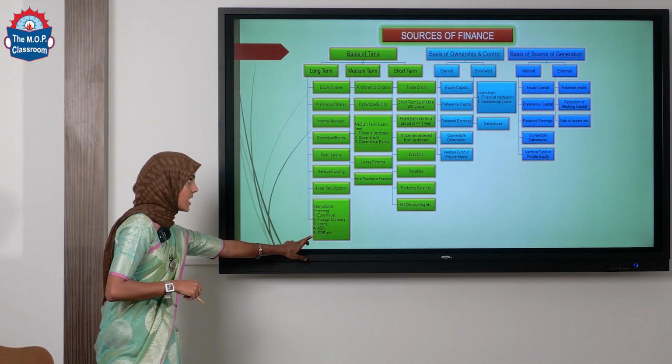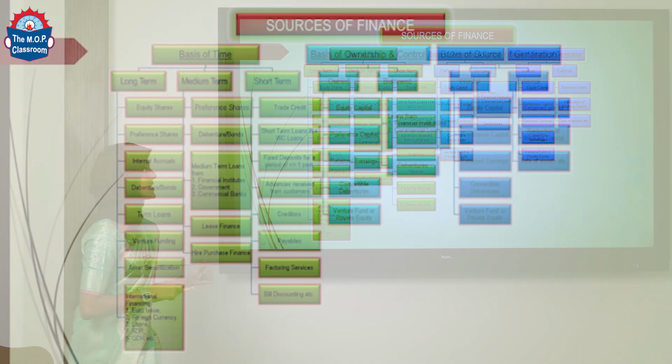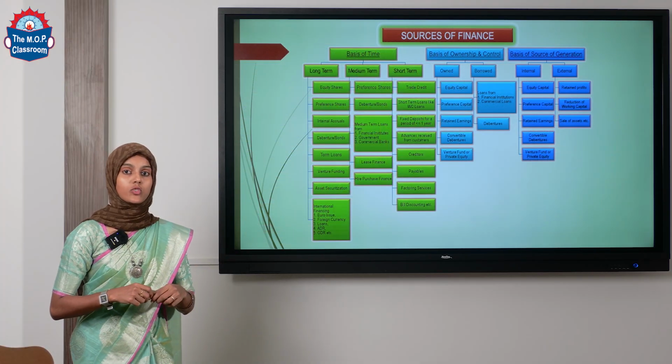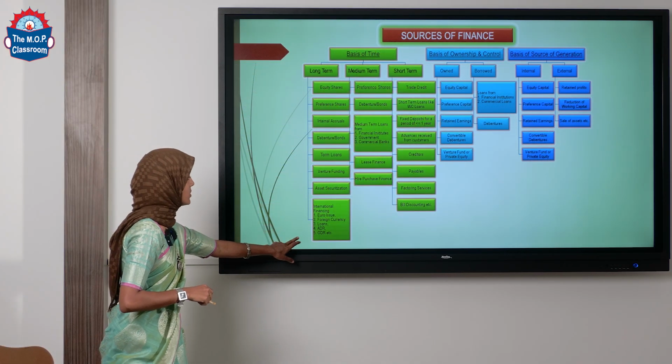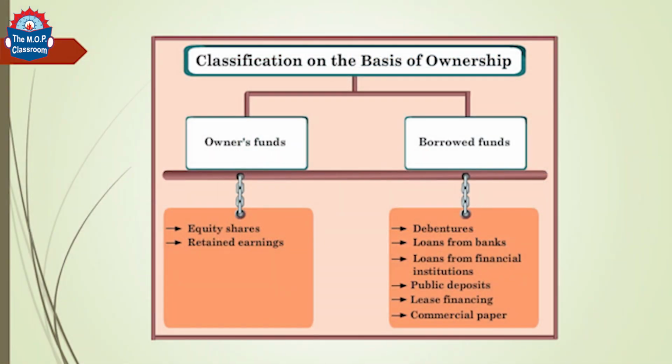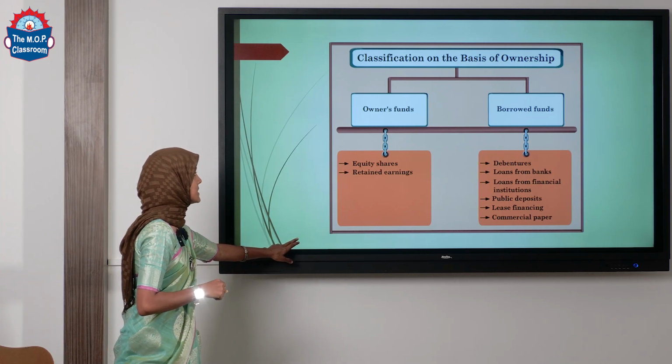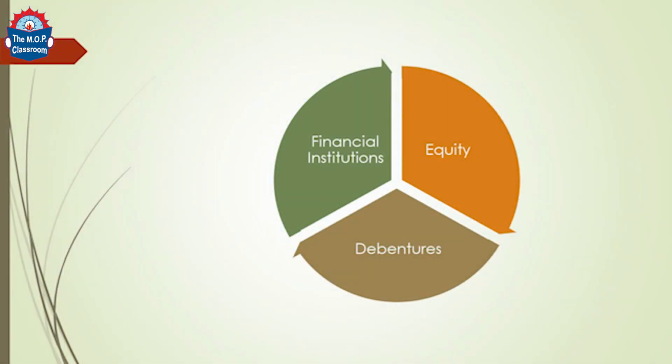There are also various other ways of raising finance which can be classified based on time, based on ownership and based on the source of generation. So, when we look into the classification based on ownership, it can be classified into two, the owner's fund and borrower fund. Among this, the most common sources of finance are these three: financial institutions, or raising through equity, or raising through debentures. So, any amount that we borrow, the lender of the money would expect a return.